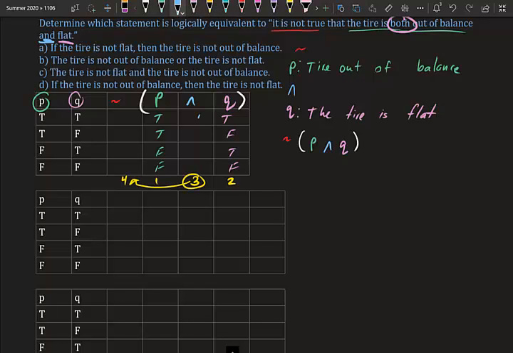Now we bring it together with and. True and true is true. True and false is false. False and true is false. False and false is false. Now we need to negate it, so we just negate this whole column. Opposite of true is false. Opposite of false is true. Opposite of false is true. Opposite of false is true. So this is the answer column we need to compare it with. We're going to compare all of our answer columns to column 4.